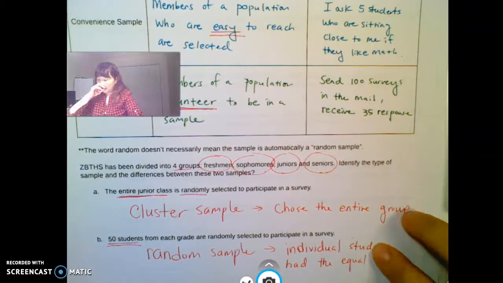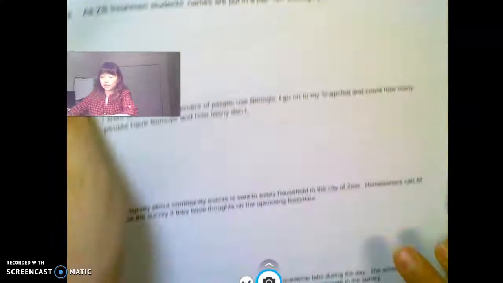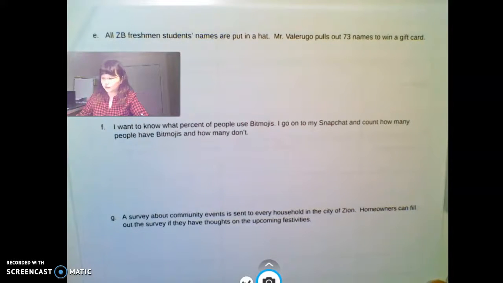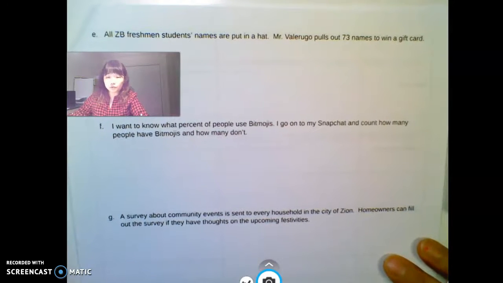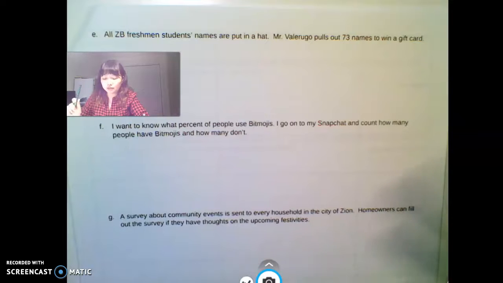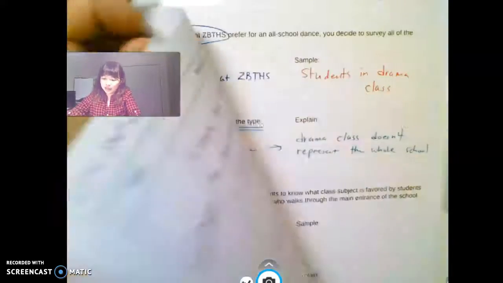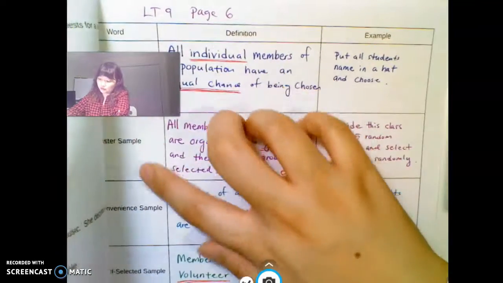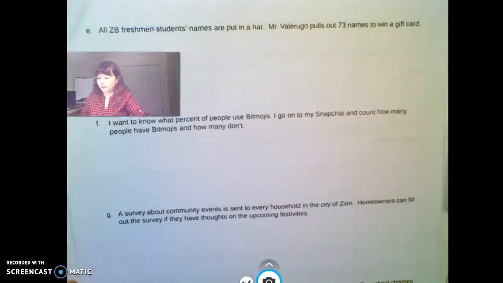Okay, let's move on to page 8, because I want to change things a little. Ready? All right, so there are 4: random, cluster, self-selected, and what was the other one? I know, right? I always need to review. Random, cluster, convenience sample. Oh, we haven't had those, that's why.